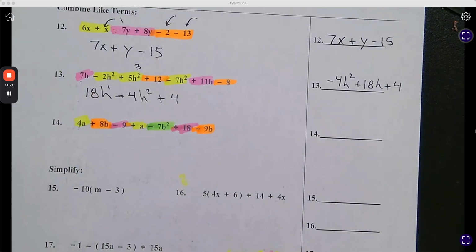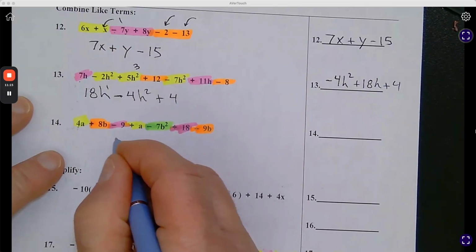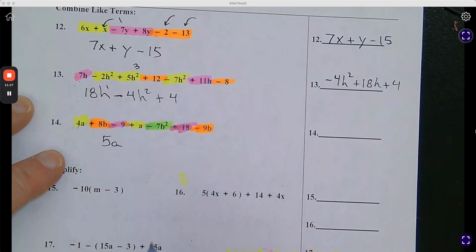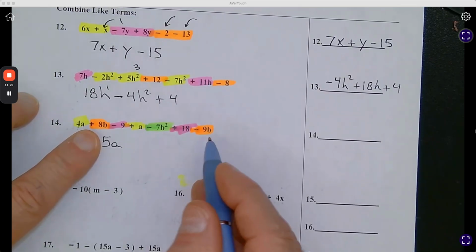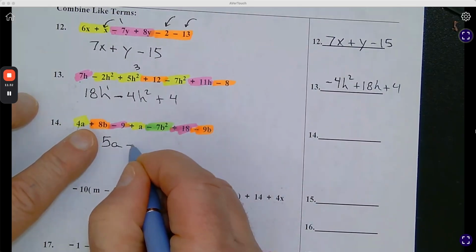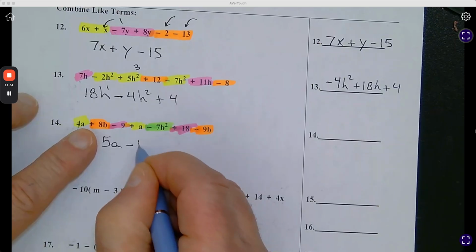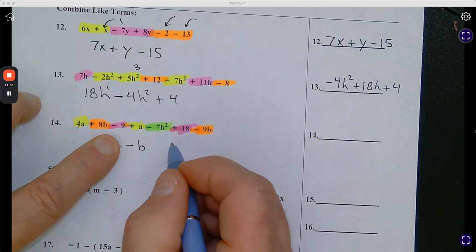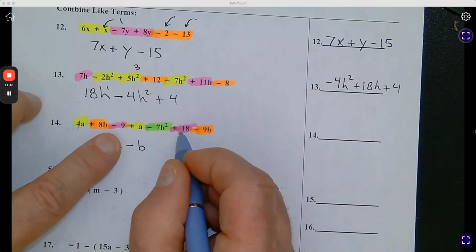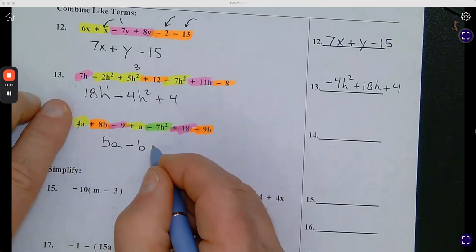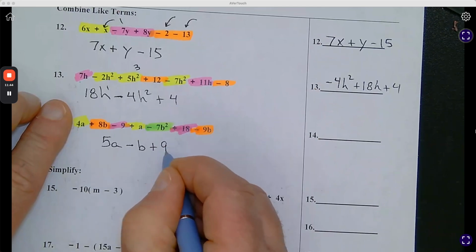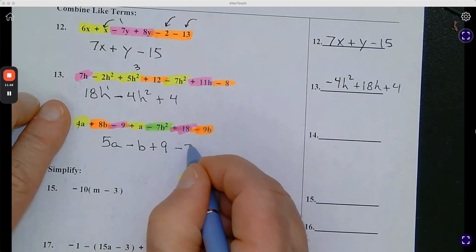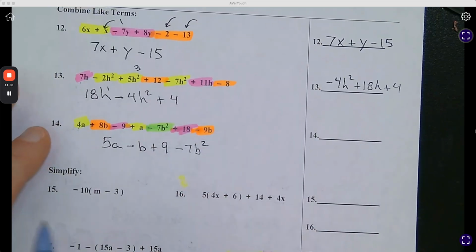All right, let's combine our A's. 4 plus 1. Very good. 5. What's your category? A. Nice job. Okay, 8 minus 9 is negative 1. You can show the 1, but you don't have to. B. Minus 9 plus 18. So there's more positives than negatives, so I'm going to take 9 of those negatives away, and I'm left with 9 positives. And then minus 7b squared. Okay, so those are all my terms.